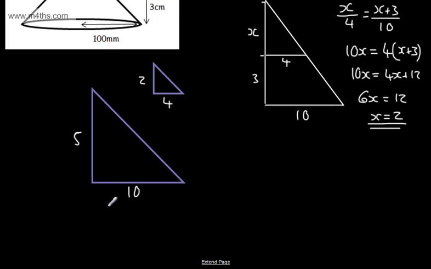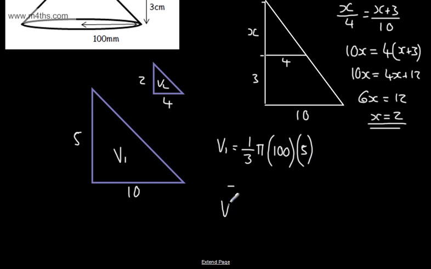So if we look now at the volume of a larger cone, we'll say that this is going to be V1, this is going to be V2. We can say that V1 is going to be 1/3 pi, then we're going to have r squared, which is going to be 100, multiplied by the height, which is going to be a total of 5. If we then subtract away from that V2, which is the smaller one, 1/3 pi, we're going to have the radius squared, which is 16, multiplied by 2.